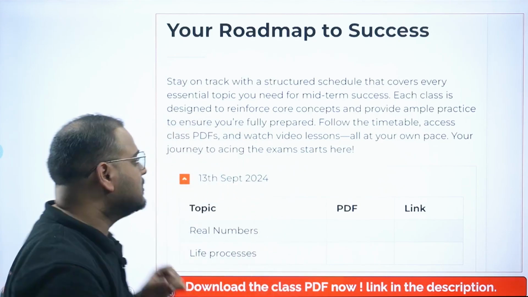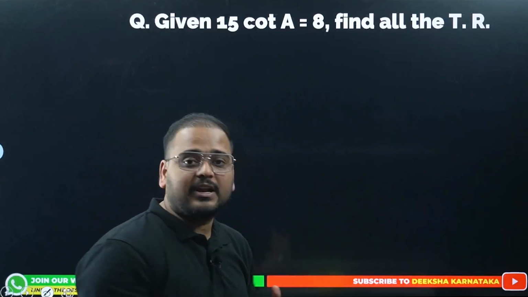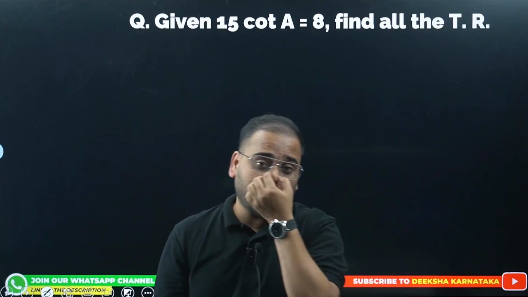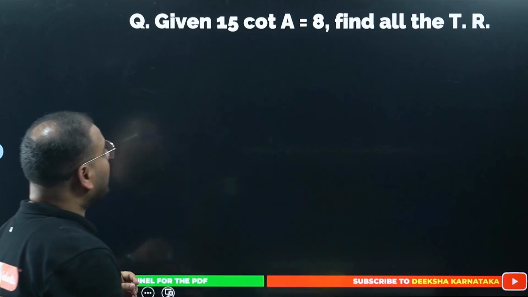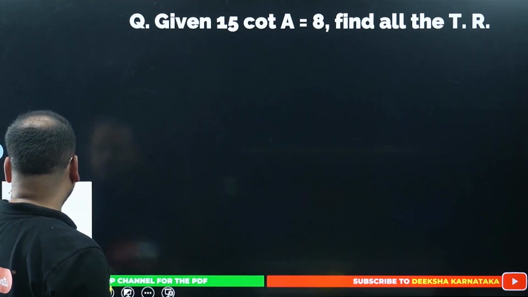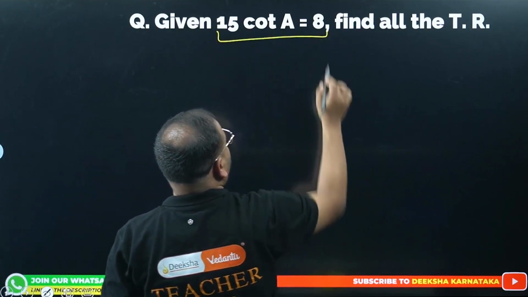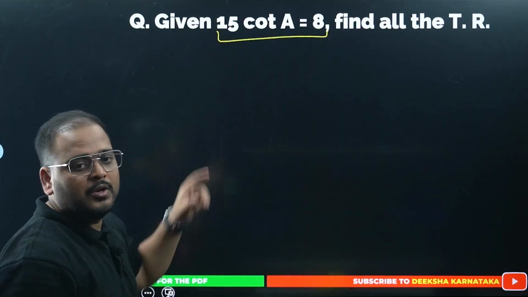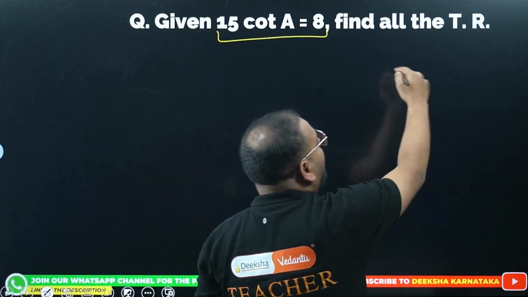Moving on to our chapter, let's move on, sir. Okay, first question coming up on the trigonometric ratio. What is the first question, sir? 15 cot A equals 8. Okay. So the relation for cot A is given. What is the question? Find all the trigonometric ratios.